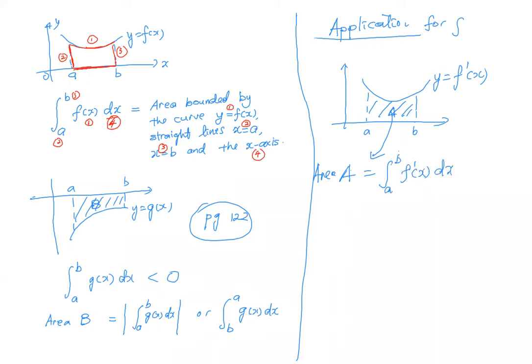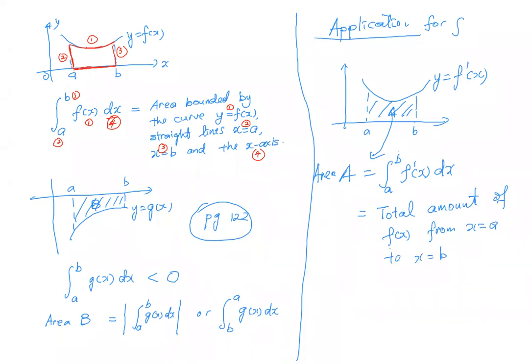What does this area represent? Can someone give me the interpretation of this? We always say total, what? Total amount of f(x) from x equal to a to x equal to b.